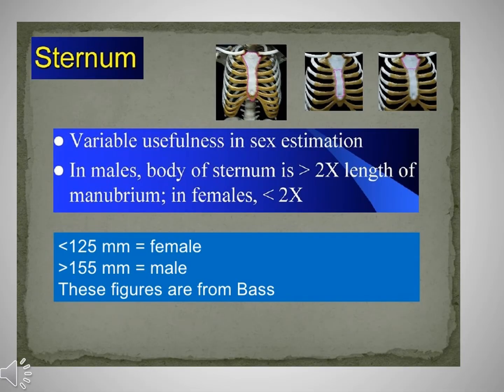Sternum is also useful in gender determination. In males, body of sternum is more than 2 times the length of the manubrium, and in the females, the sternum is less than 2 times the length of the manubrium. So usually in the female sternum, the length is less than 125 millimeters, whereas in the males, the sternum is more than 155 millimeters.